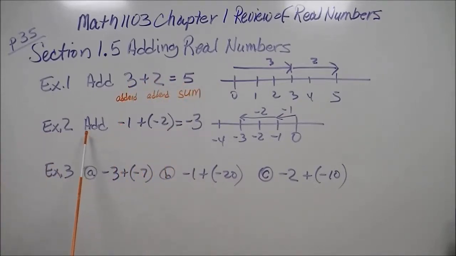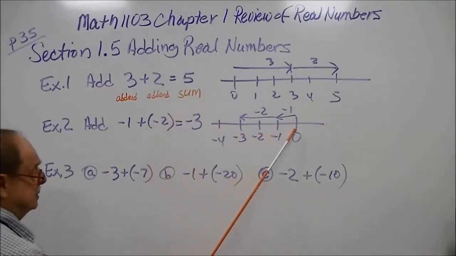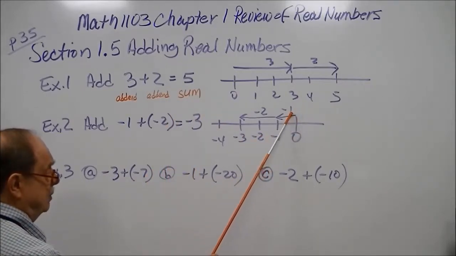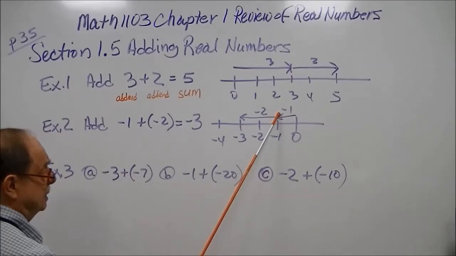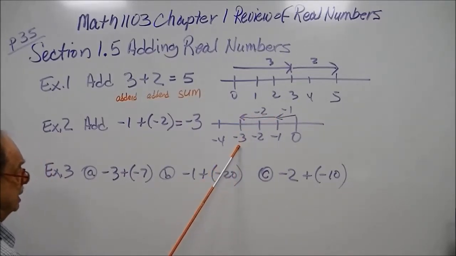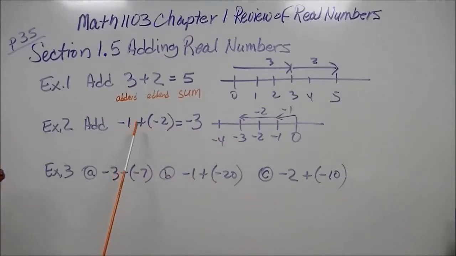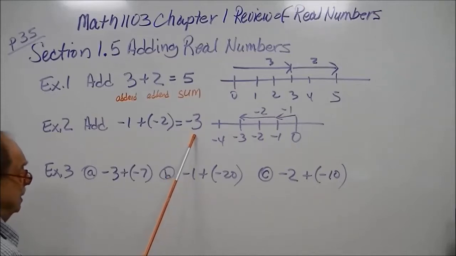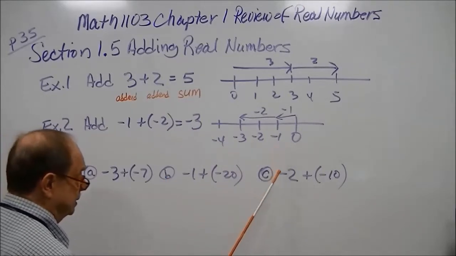Now, here we're going to add an example of 2 negative numbers. So we have a -1 added to a -2. And we do the same thing. We start at 0, but now we go -1, that's to the left, then 2 more, and we end up at -3. So the adding of -1 and a -2 give you a -3. And this is the proof of it on the number line.